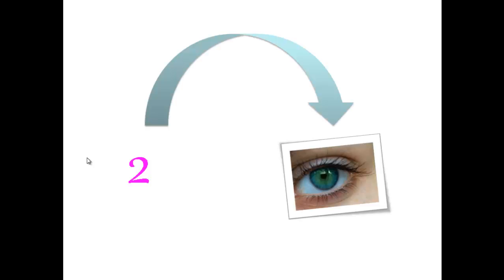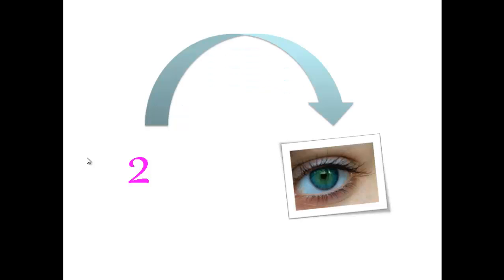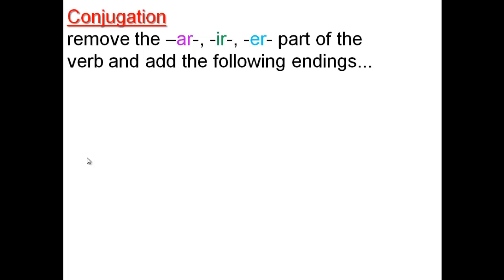Conjugation, you take the to form of the verb, so to eat, and you change it into the I form, the you singular form, the he form, the we form, the you plural form, the they form. So you take it from the to eat into I eat. That's all that conjugation means. It just describes that process. So you remove the AR, the IR, or the ER part of the verb, and you add the following endings.